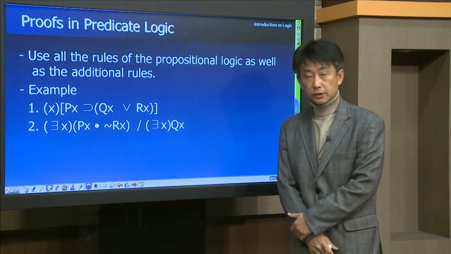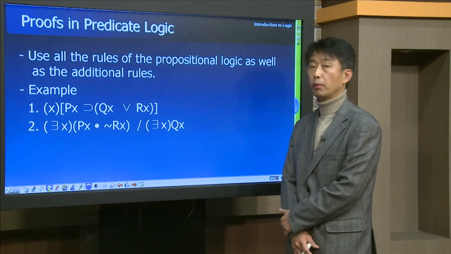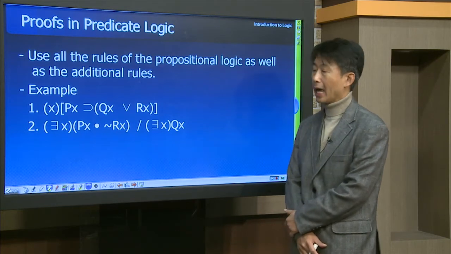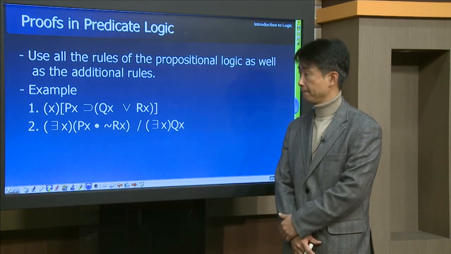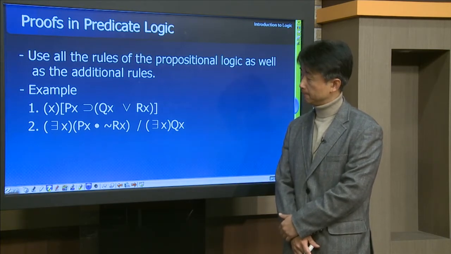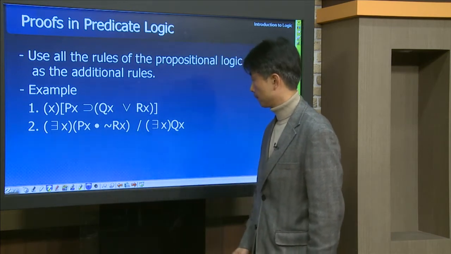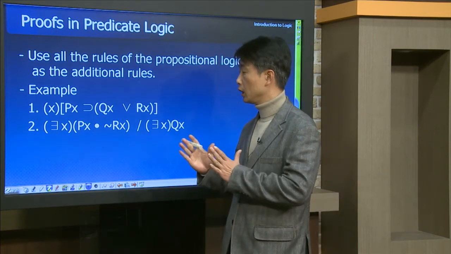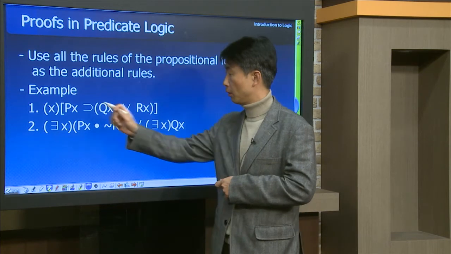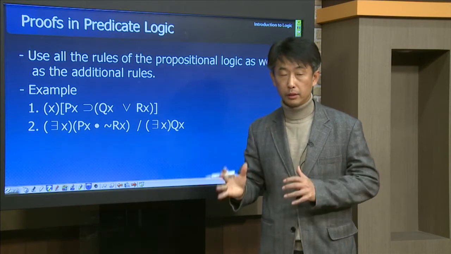When we construct proofs in predicate logic, of course we have to use all the rules of propositional logic as well as the additional rules that we have talked about today. So let's do a particular exercise problem. There are two premises, and the conclusion is this. The problem is we need to derive this from the premises using all the rules that have been introduced so far.